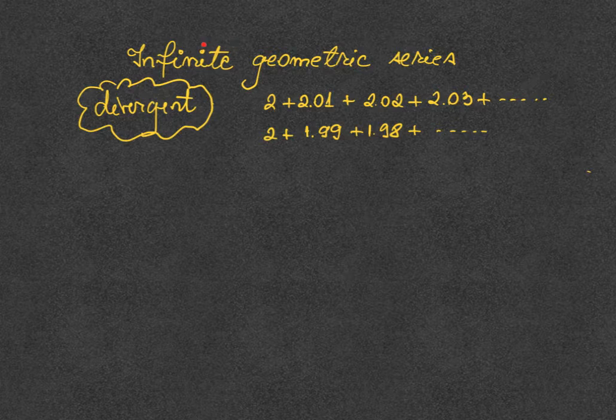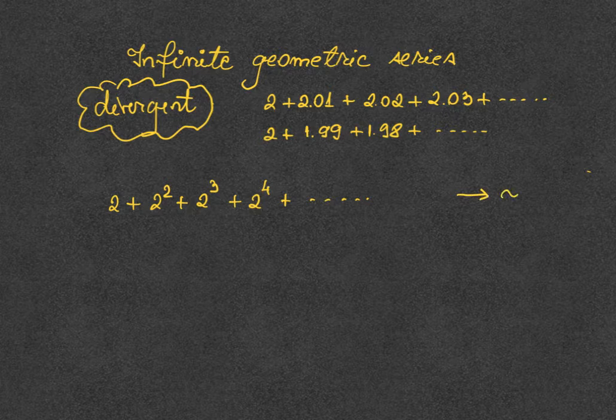Infinite means that we add infinitely many terms. For example, if we have the series 2 plus 2 squared plus 2 cubed plus 2 to the power of 4 and so on, then clearly this will approach infinity when we keep adding numbers up to infinity. And see, I use dots, dots, dots, meaning that I never stop.